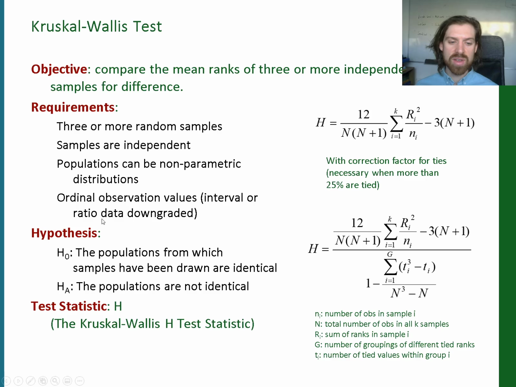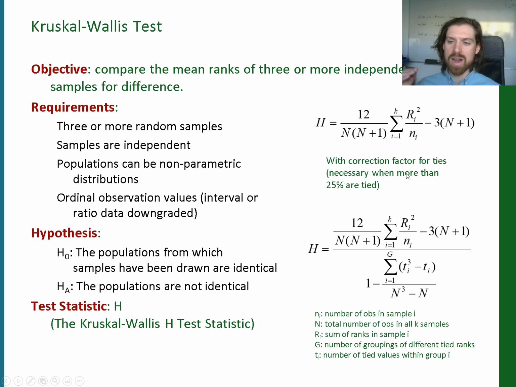Whereas in the alternative case, the populations are seen to basically be non-identical, so they've potentially been drawn from different populations. And the test statistic, as you will remember, is the H test statistic, so the Kruskal-Wallis H test statistic. And we're able to calculate the H using one of these equations just here. So this one up here actually contains a correction factor, essentially for ties.